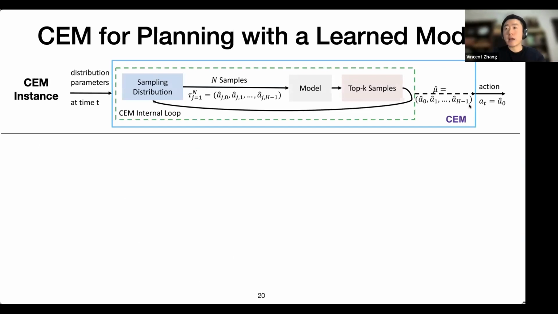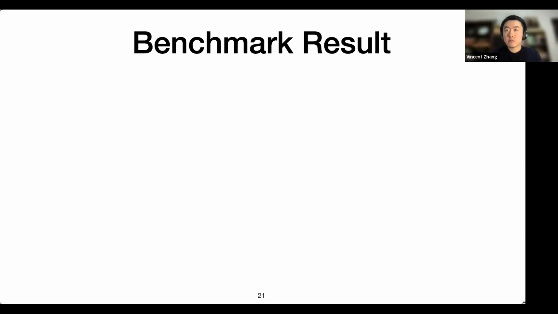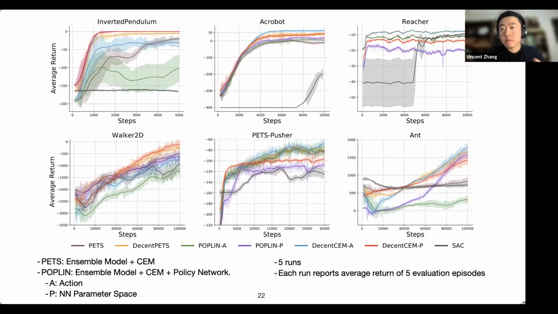So it just gives back an action sequence, and you can do the same thing in the parameter space of the policy net as well, instead of the action. That mode is called POPLIN-P here. Okay. And for each variation, we have the corresponding decentralized version of it. We ran this on these benchmarks, and I'm just showing a few environments here that's more representative of the result. You can find the full results in the paper.